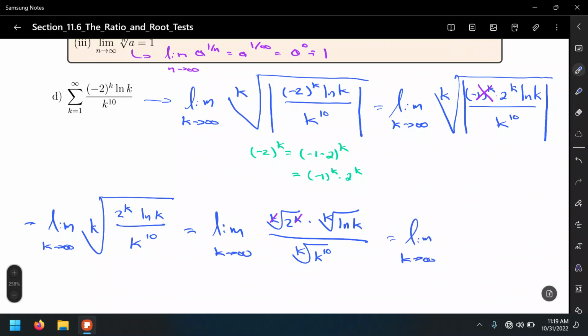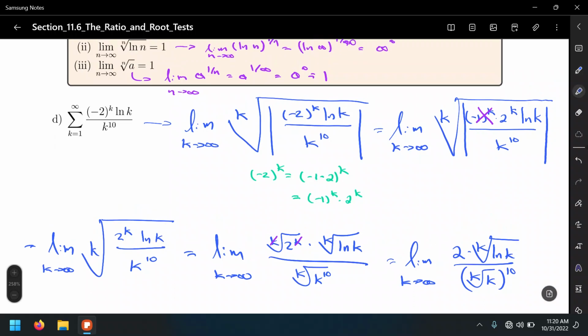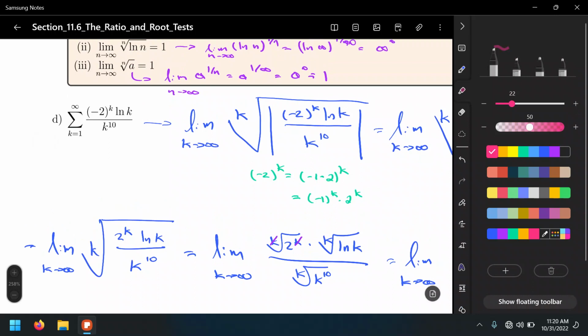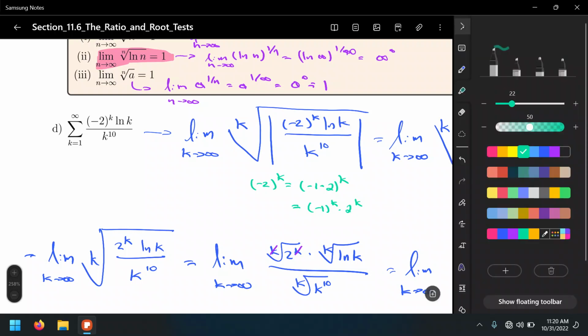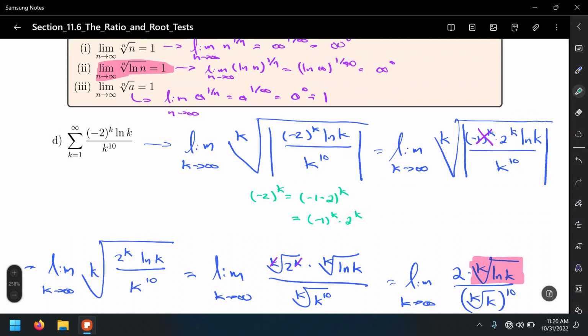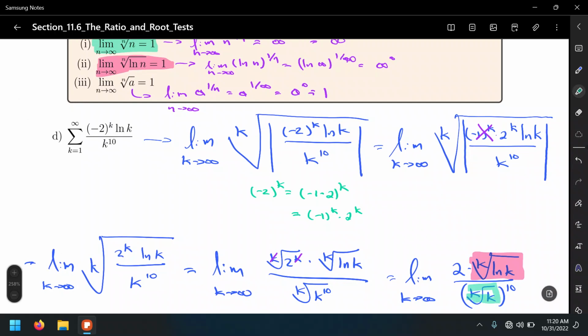The limit as k approaches infinity, so that's going to leave us with 2 times the kth root of ln of k over the kth root of k, the whole thing to the 10th power. And again, I think we can see the two special limits. Number 1, this special limit, I'm going to highlight it in pink, this one right here, and the other special limit, which I'm going to highlight in a different color so you can see how we're going to evaluate them. That is this first limit. And well, that's going to be this limit.